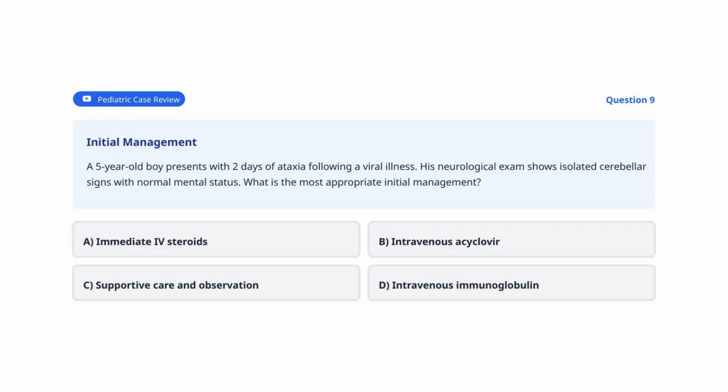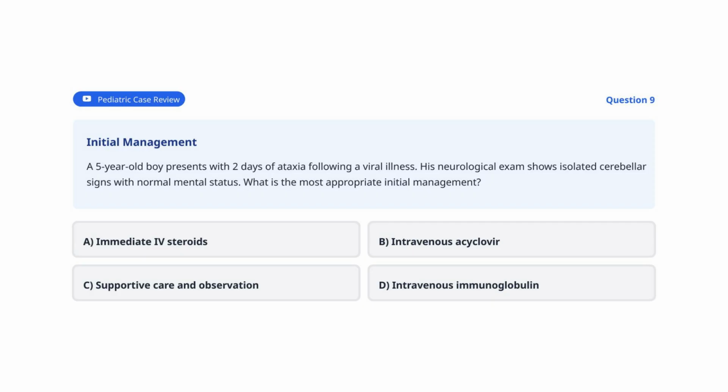A 5-year-old boy presents with 2 days of ataxia following a viral illness. His neurological exam shows isolated cerebellar signs with normal mental status. What is the most appropriate initial management? Is it A. Immediate intravenous steroids, B. Intravenous acyclovir, C. Supportive care and observation, or D.